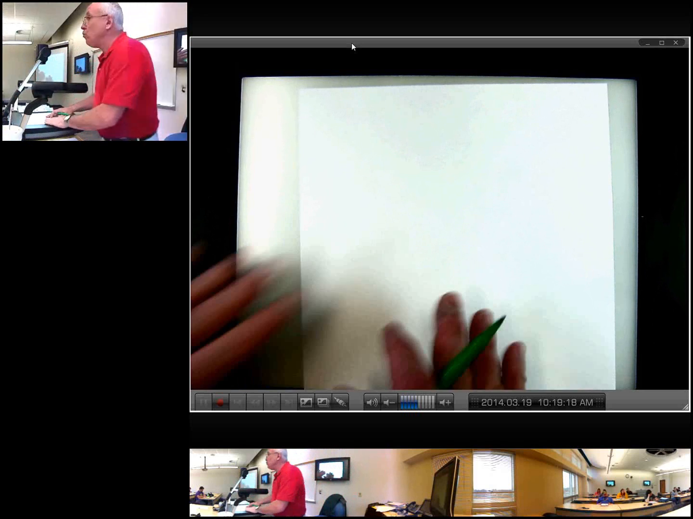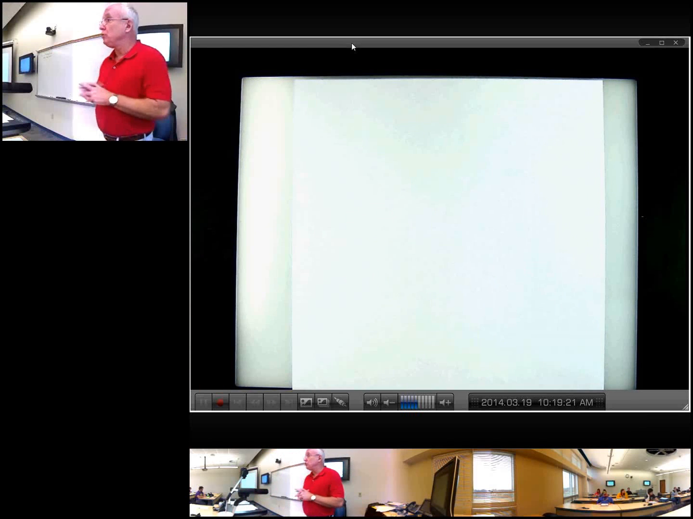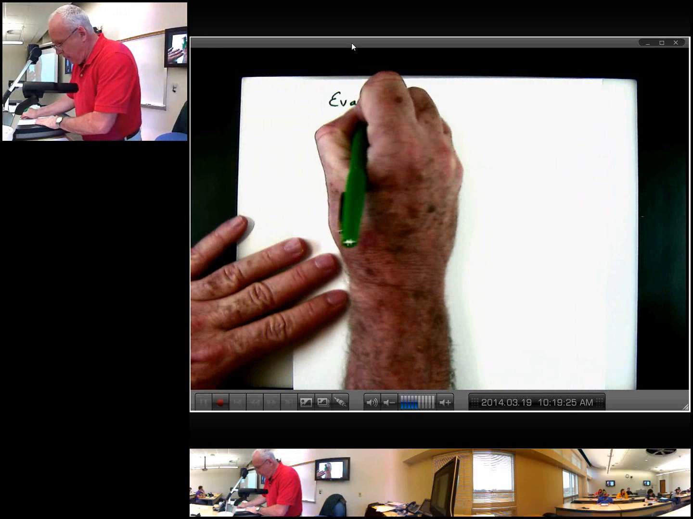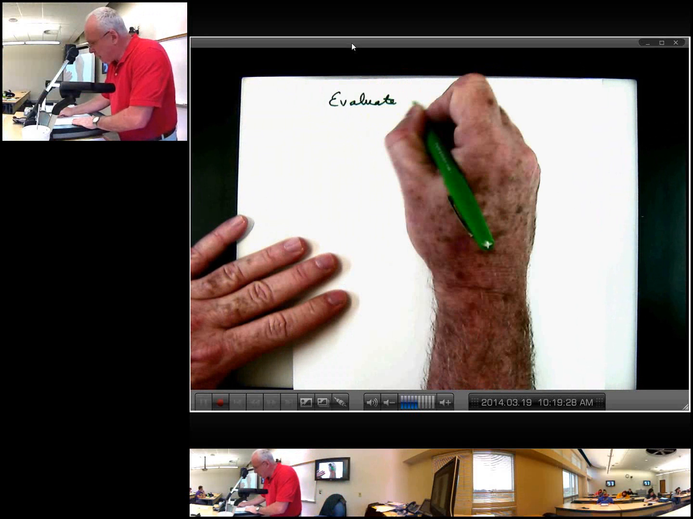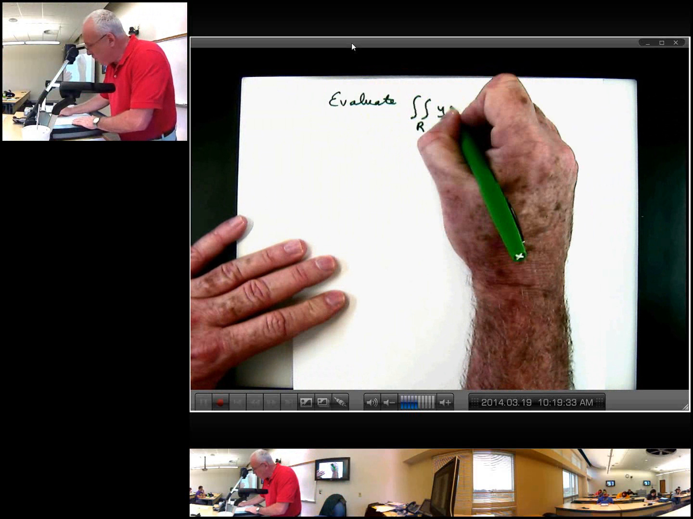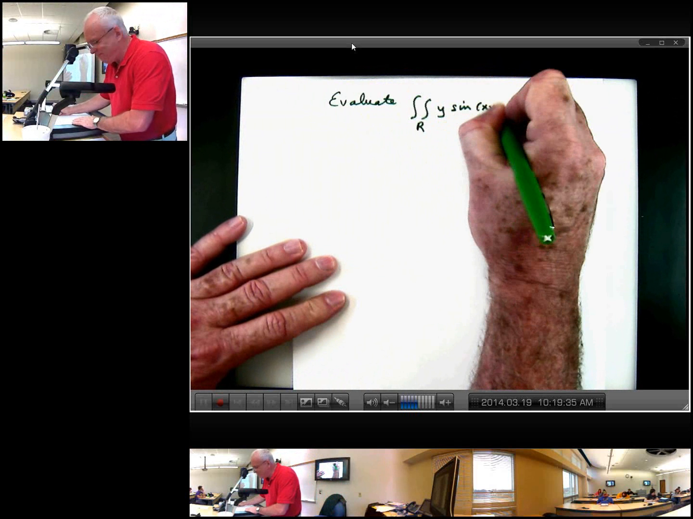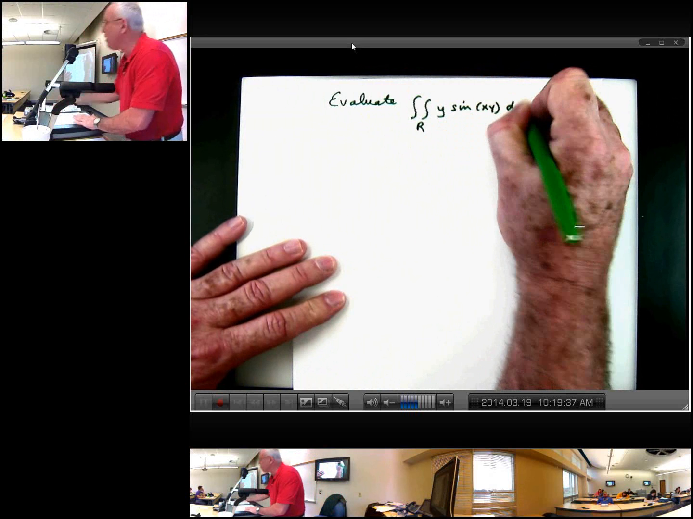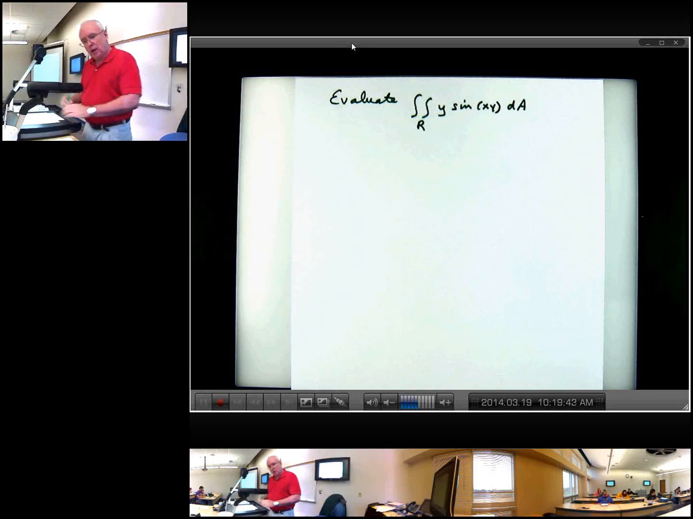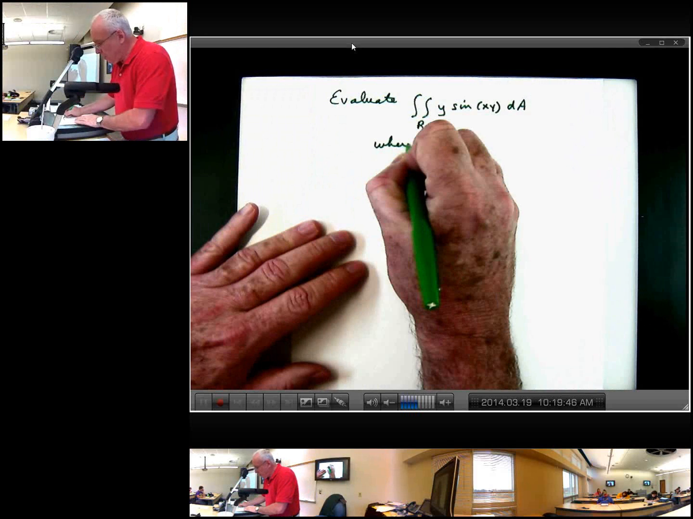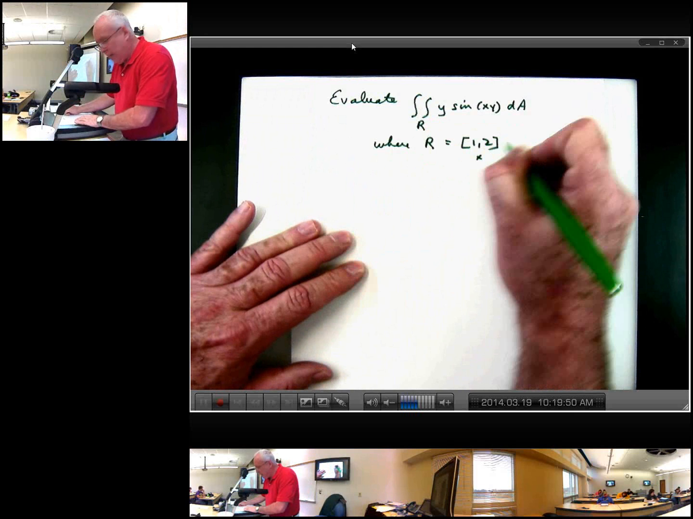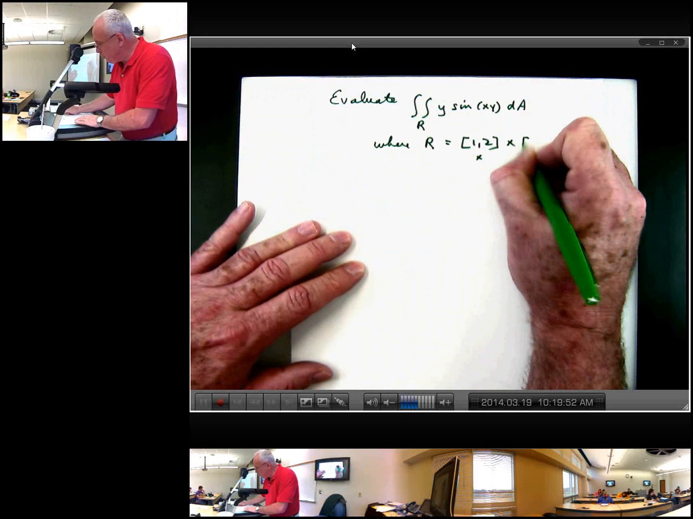Here's an example of where you don't have that luxury of just choosing which way to do it. Evaluate the following. Double integral over R of y sine of xy, where the rectangle is x goes from 1 to 2, and y goes from 0 to pi. Well, this one we do have a luxury, but we pay a price.